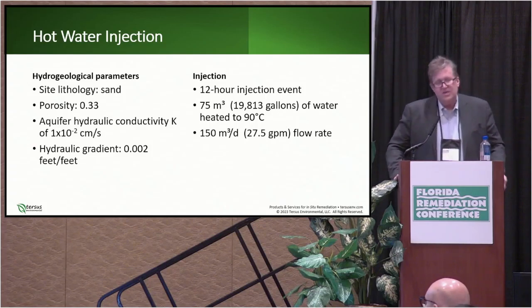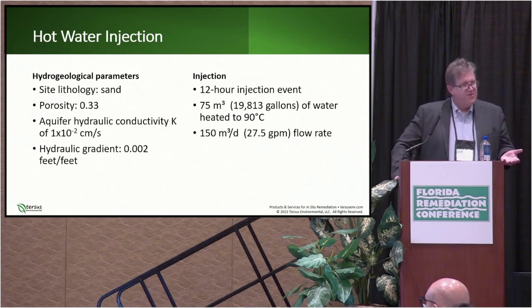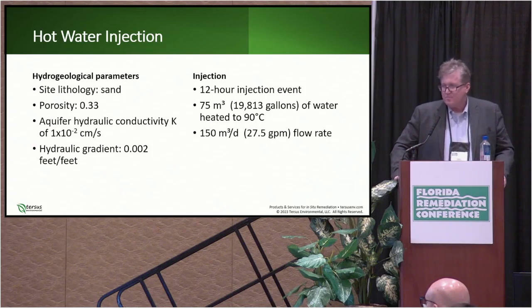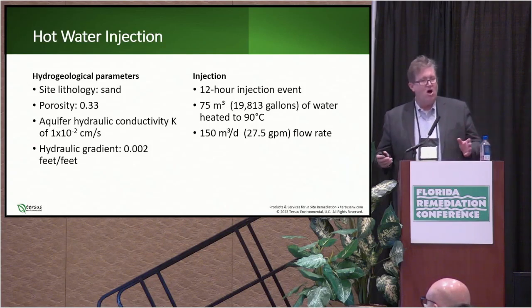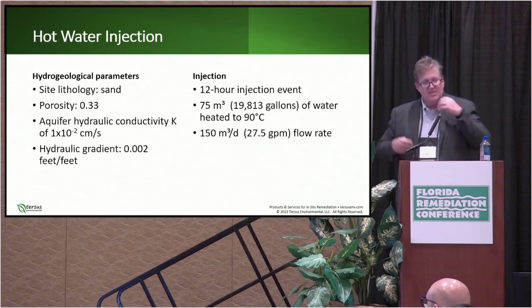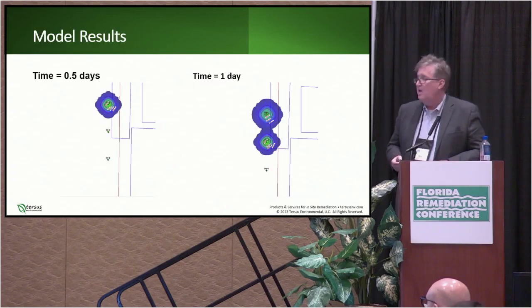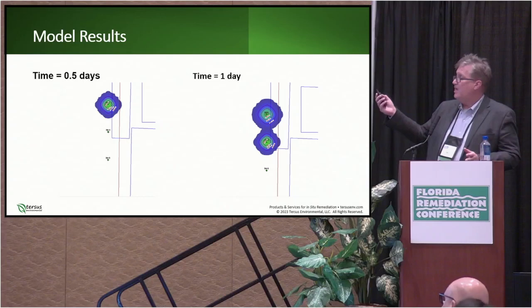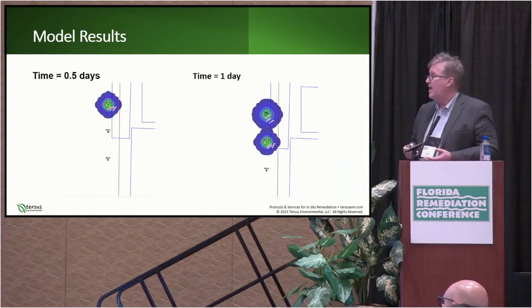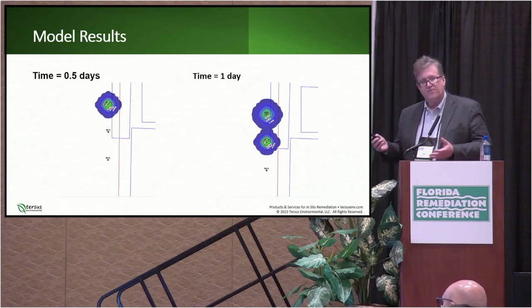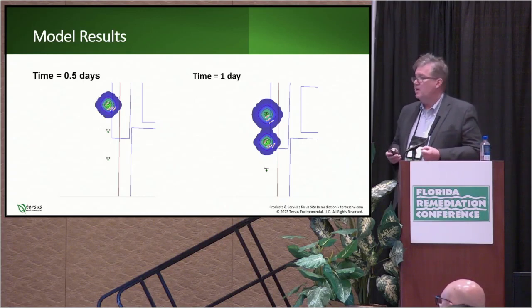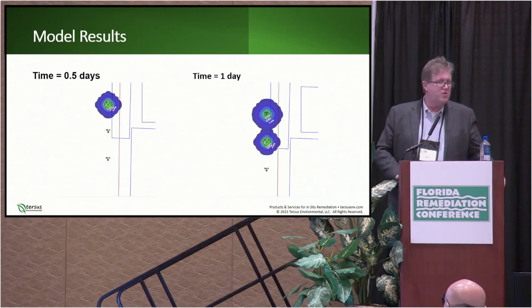And so what we did is we modeled a 12-hour injection event where we were injecting 75 meters cubed of water at 150 meters cubed per day. And we wanted to see how long it would take to inject this 90-degree C water, and then how long it would take to cool down to where we could bioaugment at the site. And so this is at half a day and 1 day. We're still now above ambient. The temperatures are in the 40+ degrees C. The aquifer temperature here was probably around 10 degrees C.